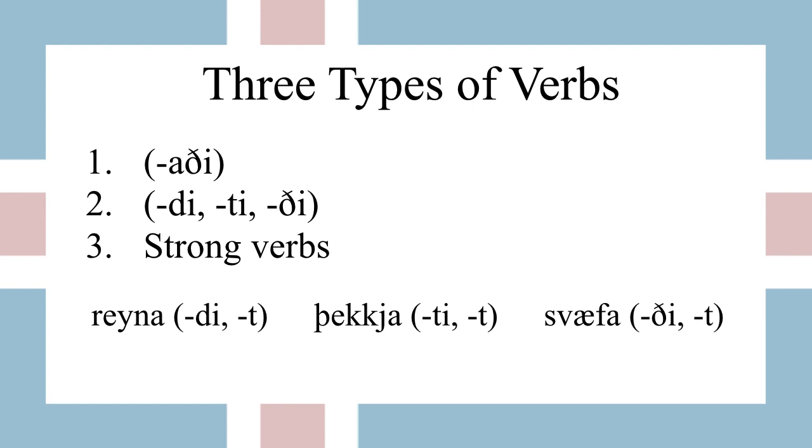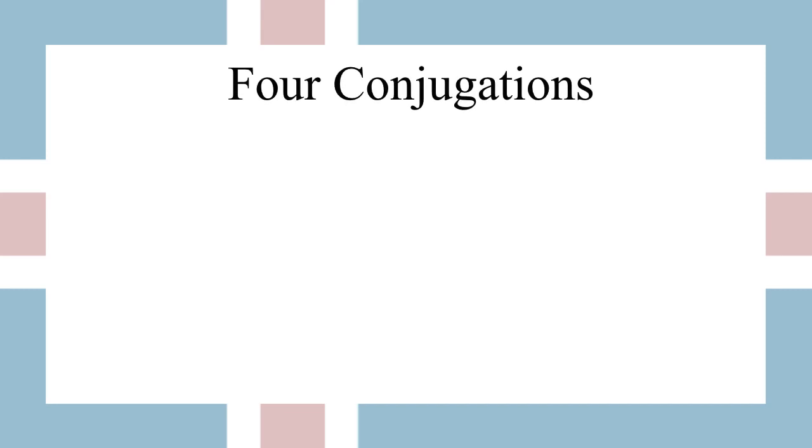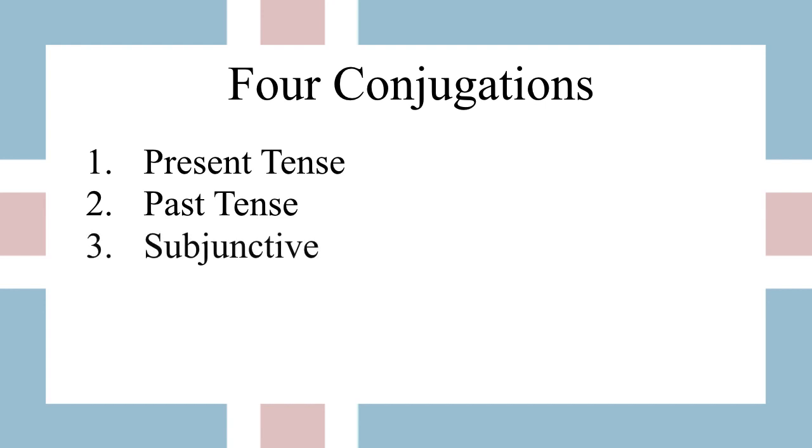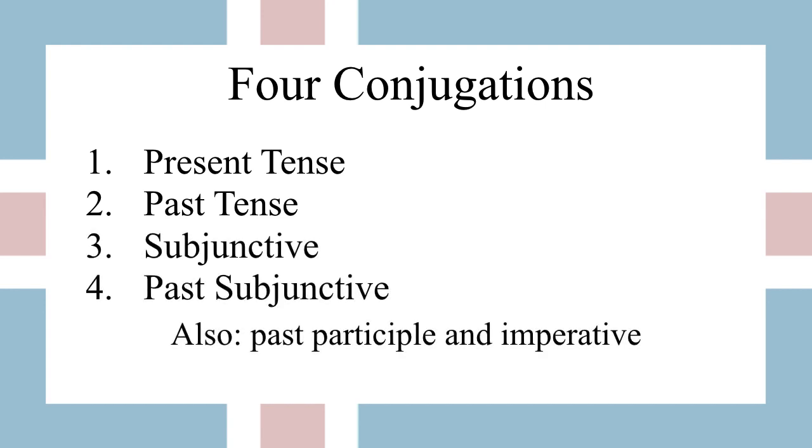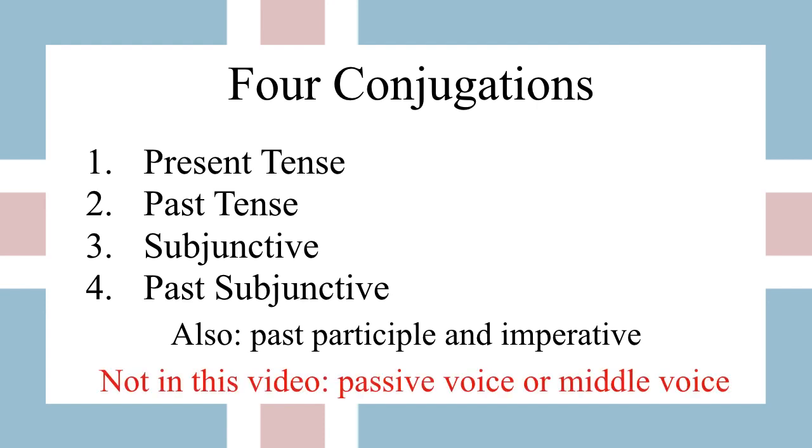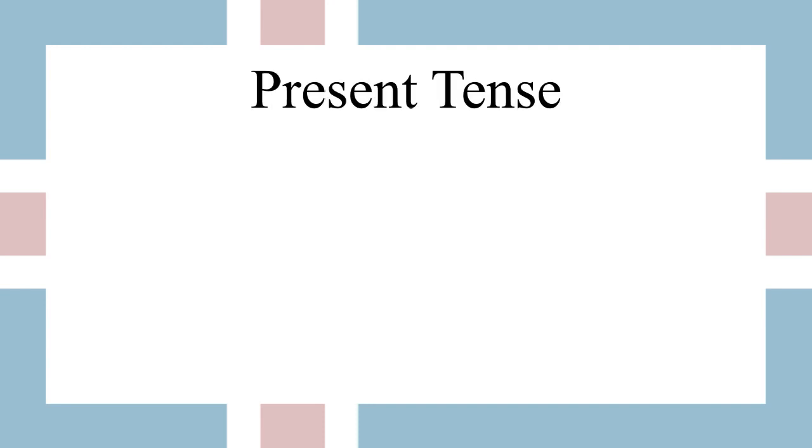And here are examples of three verbs that are DTD verbs, and you can know that because of the parentheses that come after. Once you know that a verb is a DTD verb, you can have a pretty good idea of what the conjugation will look like. Now, remember that there are four conjugations you need to learn for Icelandic: present tense, past tense, subjunctive, and past subjunctive. In this video, we'll also talk about the past participle and the imperative form. Not in this video will be the passive voice and the middle voice. I'll have to do that in another video. So let's start with the present tense.